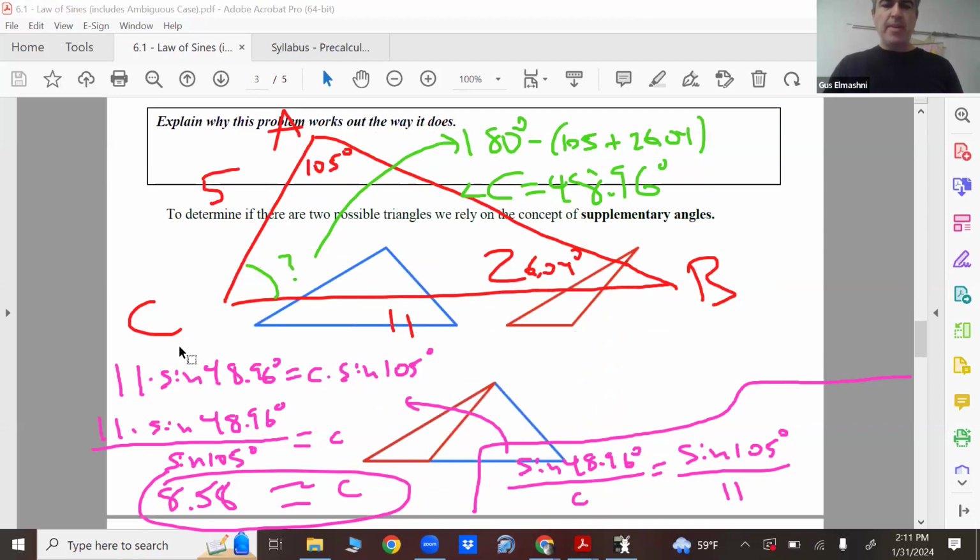Explain why the problem works out the way it does. Well, it just works. I don't know why. We'll just move on. All right.